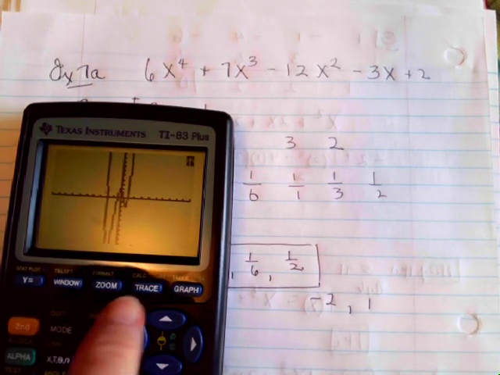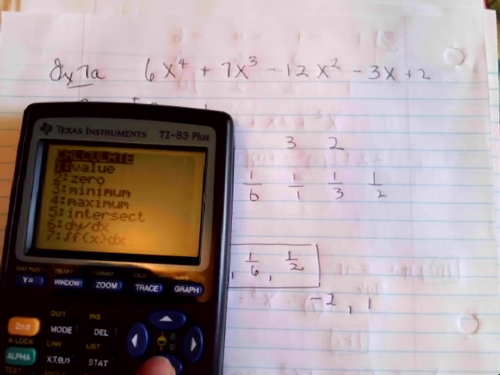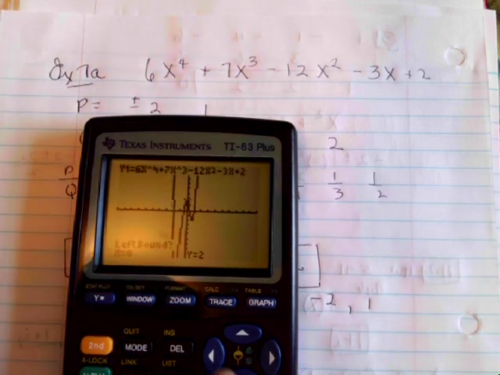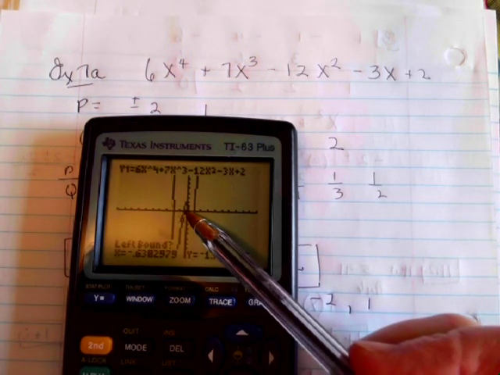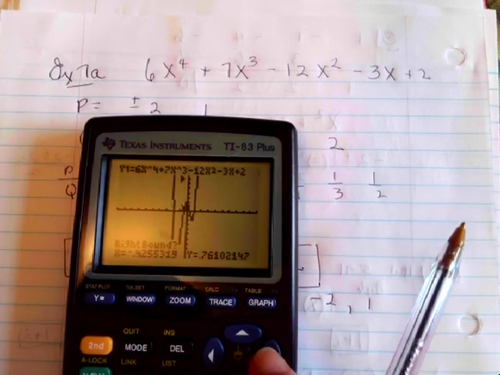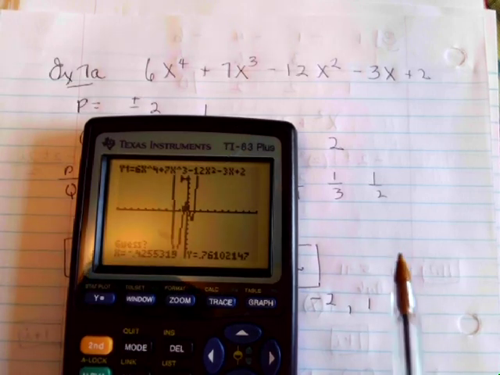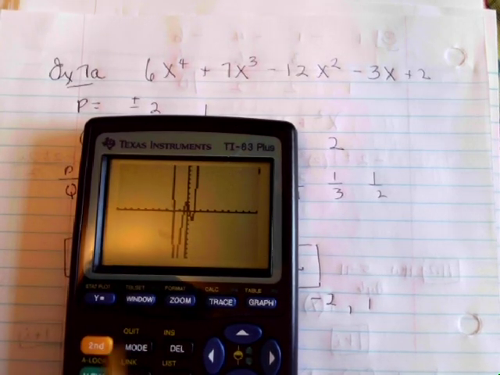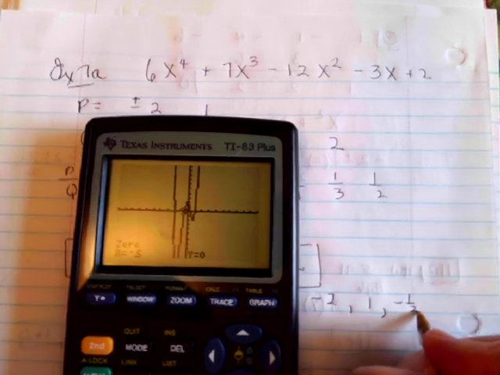So I'm going to do second calc, because that says trace. I'm going to be trying to find zeros, so I'm going down here to 0. I'm moving the cursor to the left of that point I'm looking for, pressing enter. Moving it to the right. I hopped over the x-axis, that puts me to the right. It asks me if I want to guess. No, I press enter again. And it tells me -0.5, so that's -1/2.